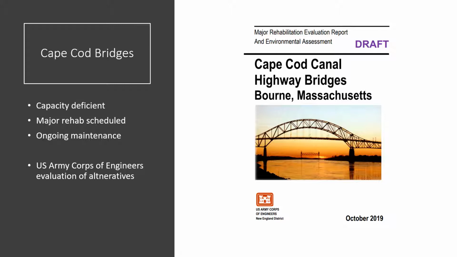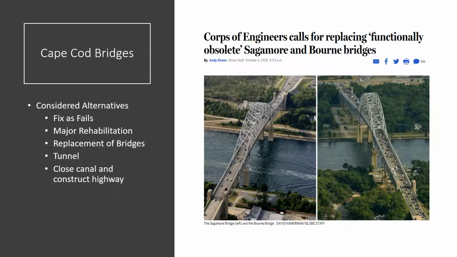So the U.S. Army Corps of Engineers is an organization that has done a lot of work, dams, bridges, canals, that are owned by the federal government. So they basically took on this task of looking at these alternatives. And at least in their draft, you can see here's a photo from the Boston Globe. It says Corps of Engineers calls for replacing functionally obsolete Sagamore-Bourne bridges. And they did look at other alternatives. They looked at what you'd call fix-as-fails. That's kind of what we do now. If it fails, we fix it.